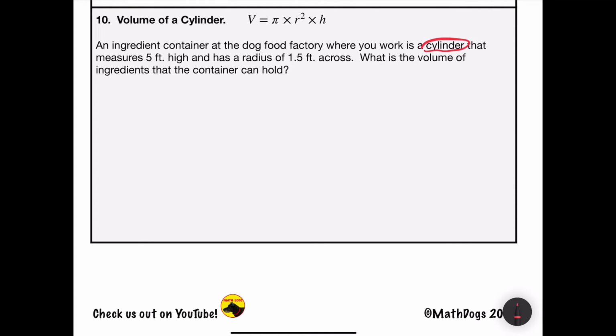So again, I see the word cylinder. To draw a quick cylinder, you just draw a flat circle, and then you draw down each side, and you draw across the bottom. That's a good enough visualization. It's just to give you an idea of what's happening.